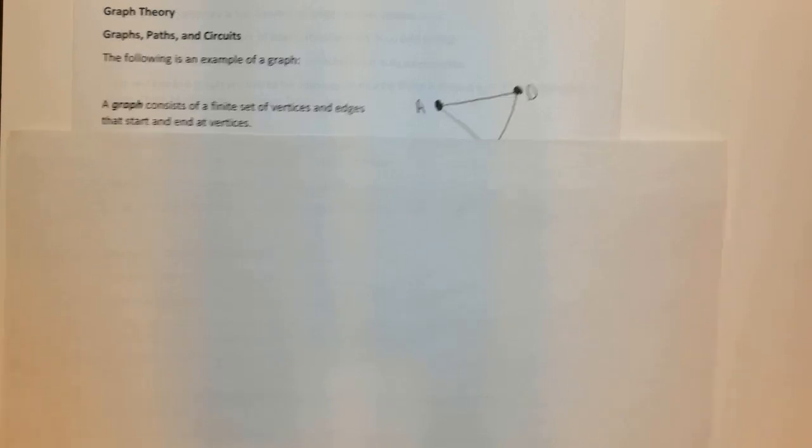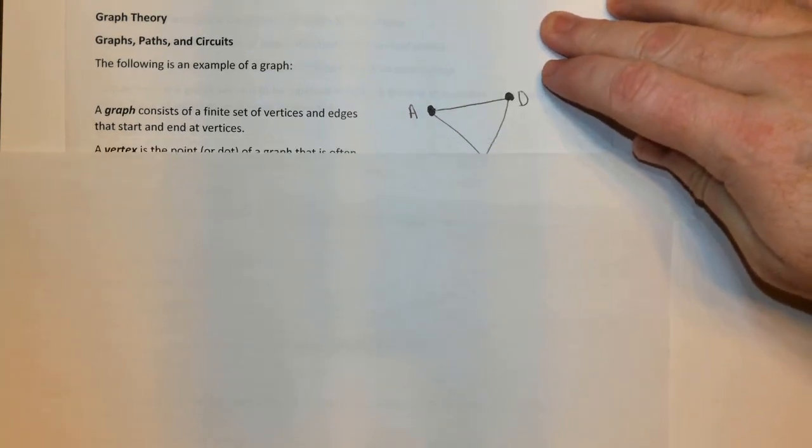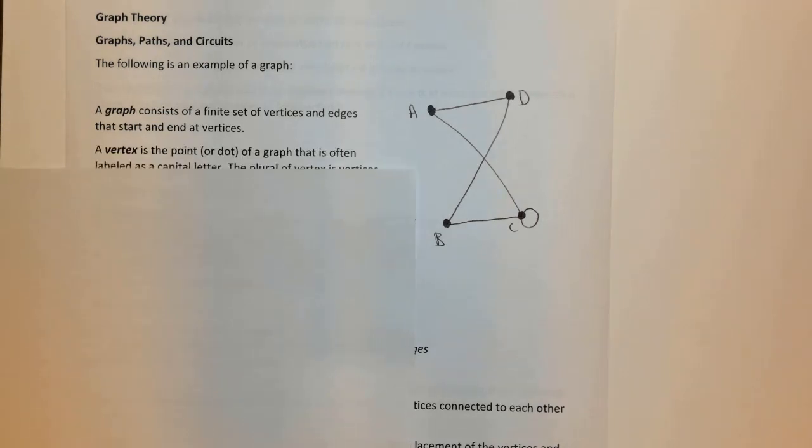A graph is a set of finite vertices and edges that start and end at vertices. So there's our graph. A vertex is a point or dot of a graph that is often labeled as a capital letter. Sometimes the homework will use words, like sometimes these vertices represent cities, so they'll write out the city name.